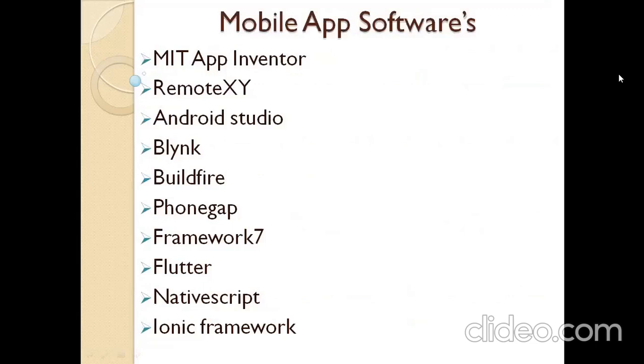There are various types of softwares available for mobile app development. Some of the softwares used for developing mobile apps are MIT App Inventor, Remote XY, Android Studio, Blink, BuildFire, PhoneGap, Framework 7, Flutter, NativeScript, Ionic Framework.